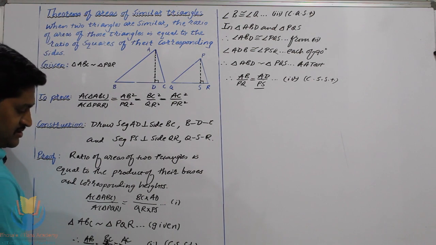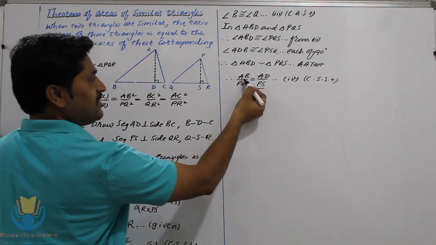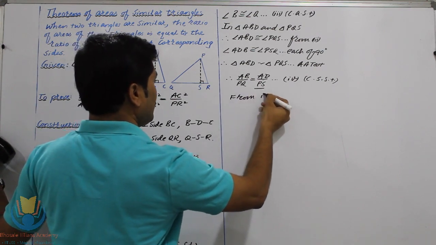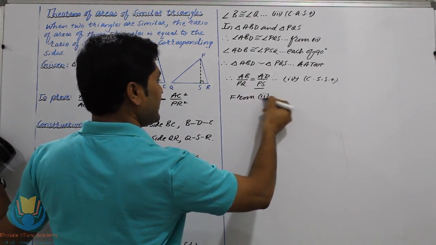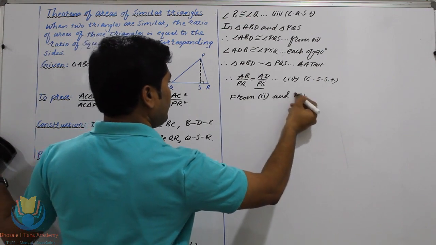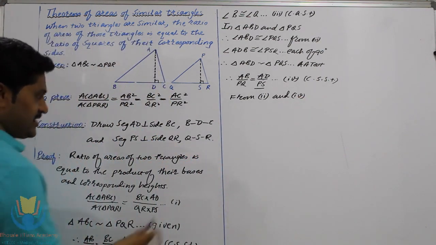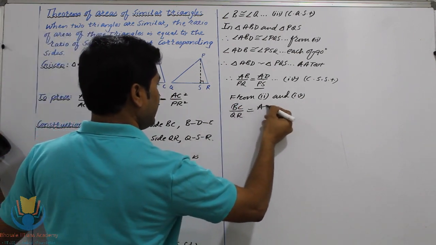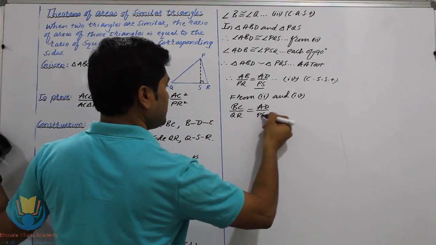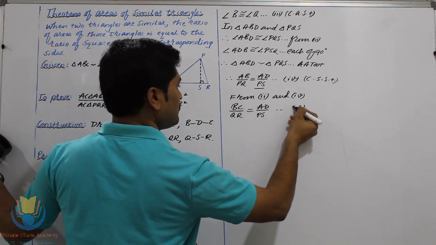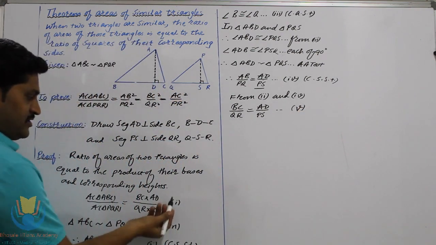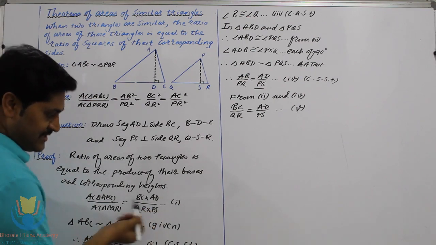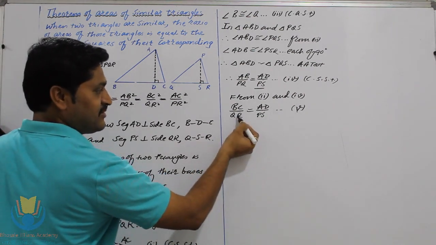So this AB by PQ is equal to this BC by QR, and this AB by PQ is equal to AD by PS. Therefore, we will write the same from equation 2nd and 4th. We can write this BC by QR is equal to this AD by PS. So this is going to be equation number 5. So now come to equation number 1st and this equation number 5th. So the value of this AD by PS, we can replace it by BC by QR there.